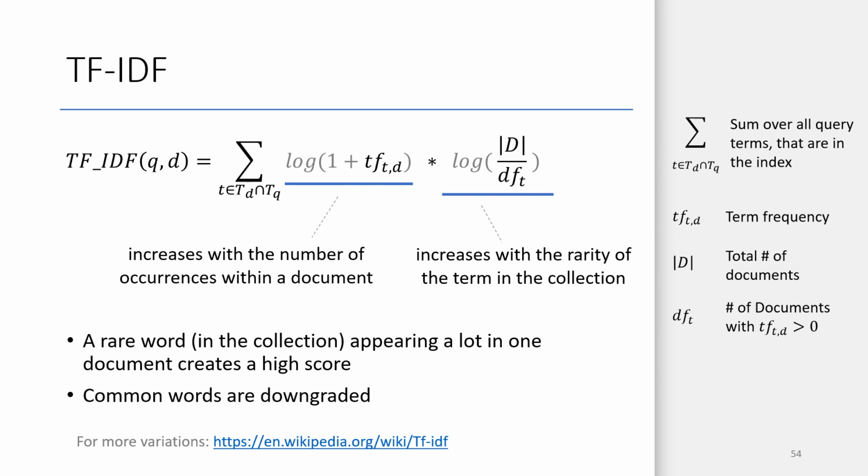Of course, this is only one variation of this TF-IDF formula, and there are many other ways to slightly change the combination of term frequency and inverse document frequency. You can look up the very detailed Wikipedia page for more info on that.